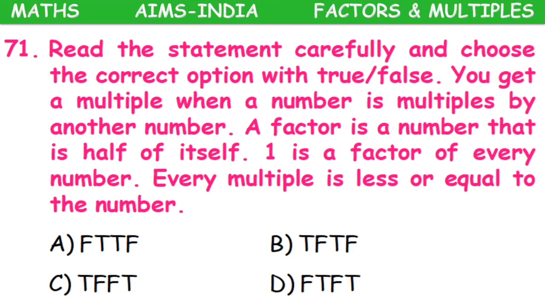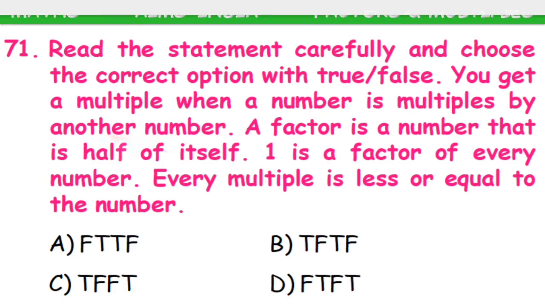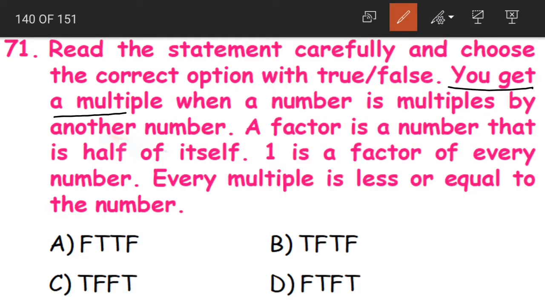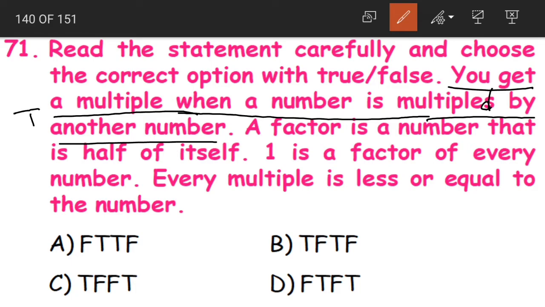Okay. Next question 71. Read the statement carefully and choose the correct option with true or false. Yes, again we are having certain statements here. The first one is, you get a multiple when a number is multiplied by another number. Yes or no, children? Yes, this is true. When a number is multiplied with another number, then we get its multiple. Now coming to the second one, a factor is a number that is half of itself. Is it true? No, it is false. A factor is a number that divides the given number exactly.